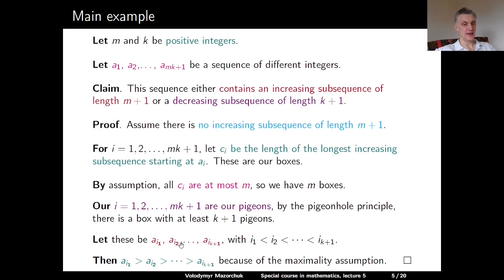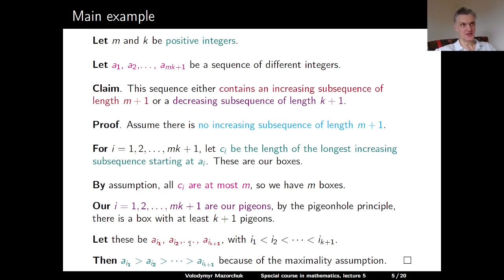But then the length of the longest subsequence in the starting one should be one greater than the length of the longest subsequence in the second one. But they coincide because of the maximality assumption. The corresponding c_i's cannot be the same, but these two numbers belong to the same box. And so we get our contradiction. So this contradiction proves our claim.